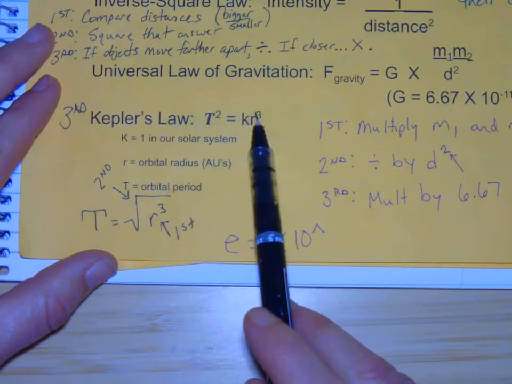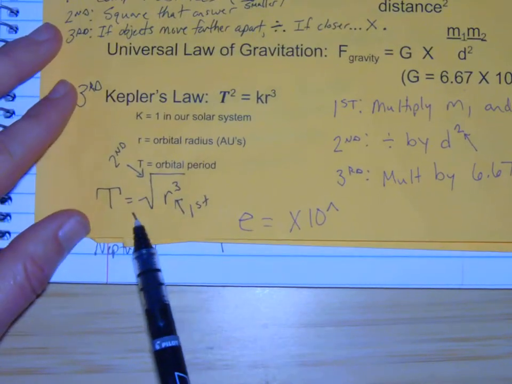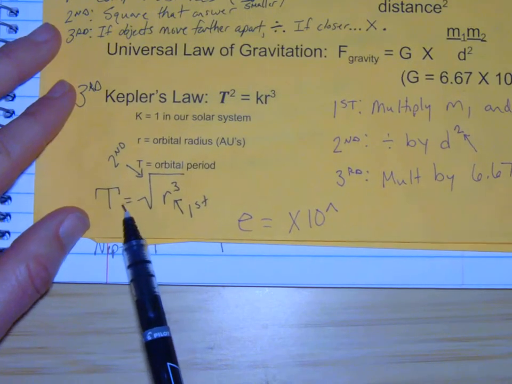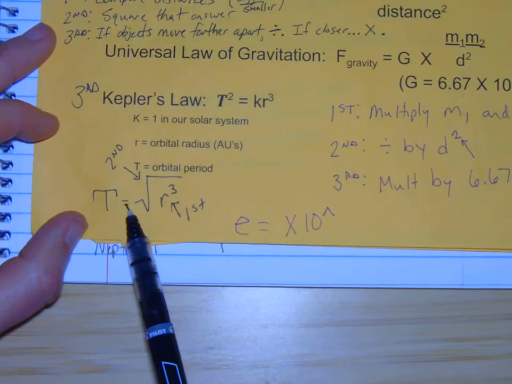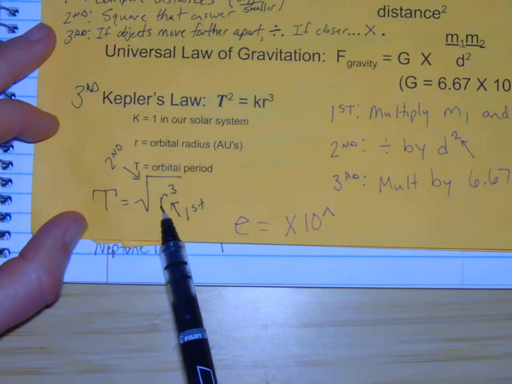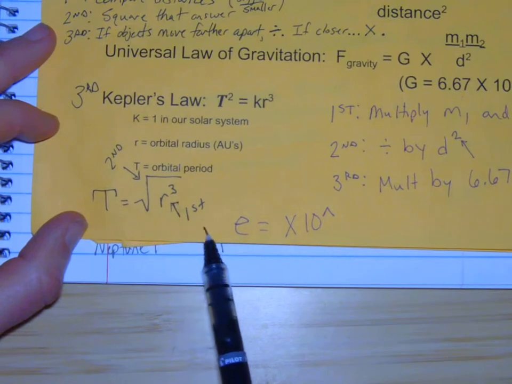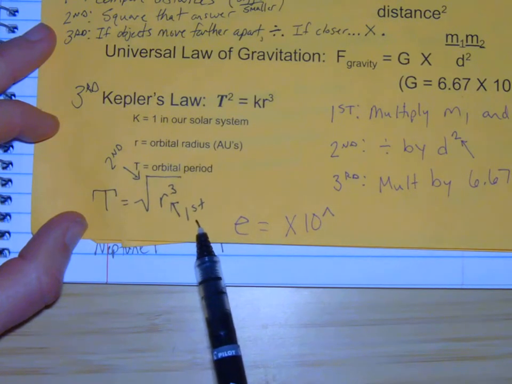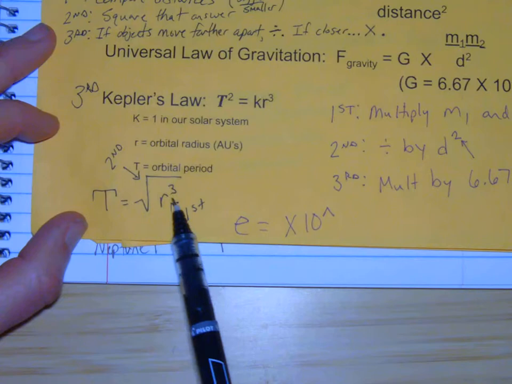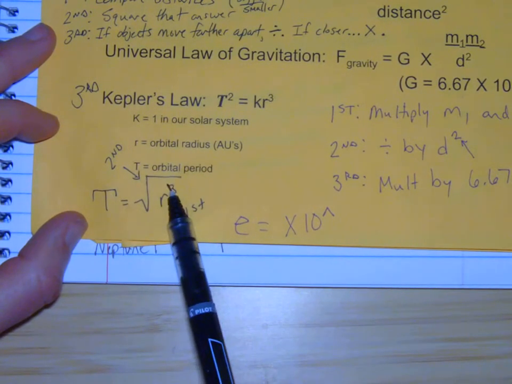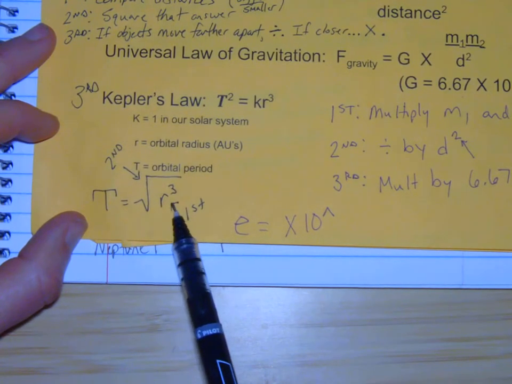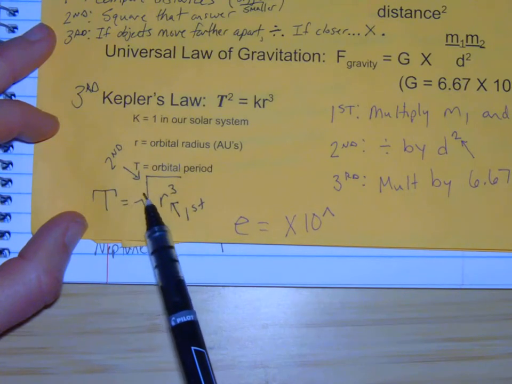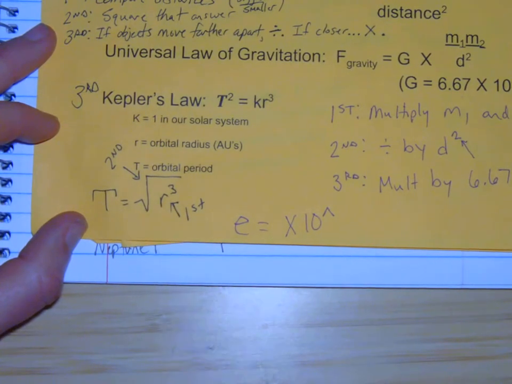People struggle taking the cube root of stuff. So I've rearranged it for you. All right, I would write this on your formula sheet. And what it's saying is the orbital period is equal to the square root of the radius cubed. And I have this here because some people struggle a little bit with this. So the first thing you do is cube the radius and then take the square root of that to get your final answer, which is the orbital period. So that's the first step, is cubing the radius. And the second step is to take the square root of that.